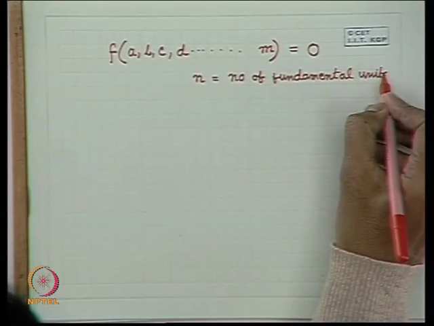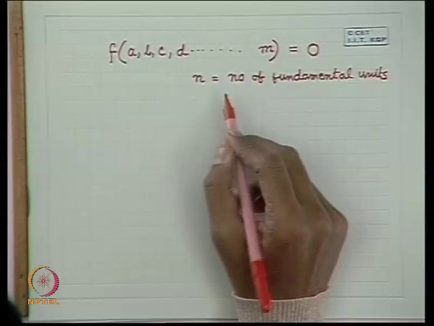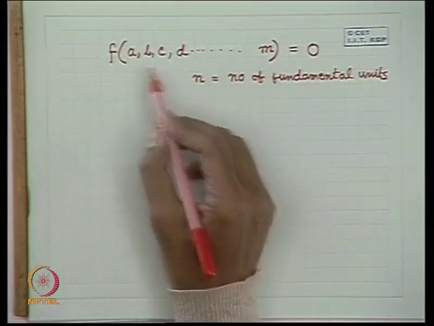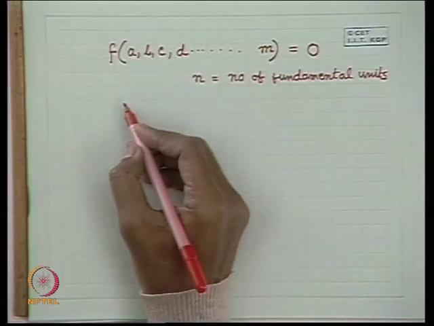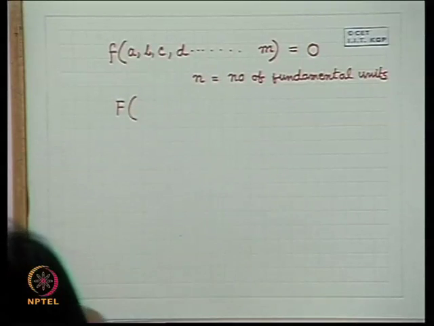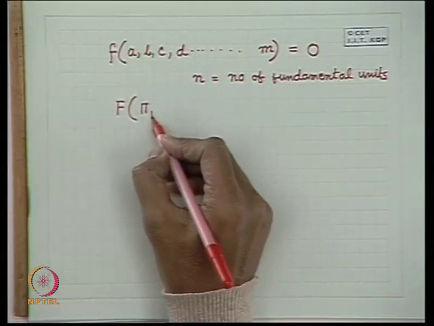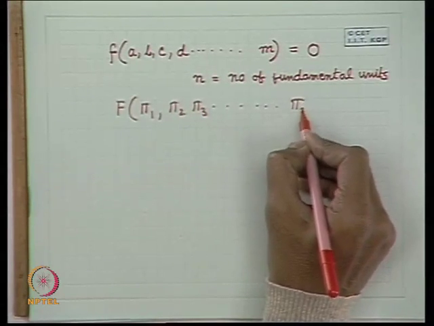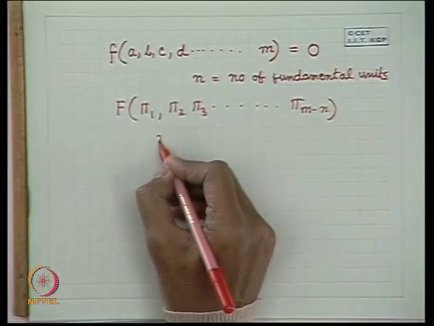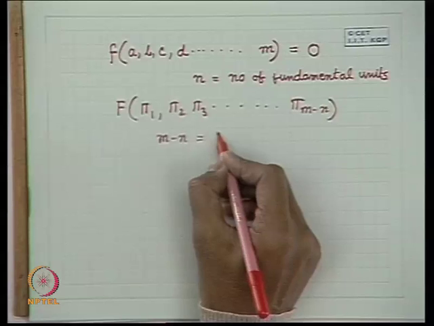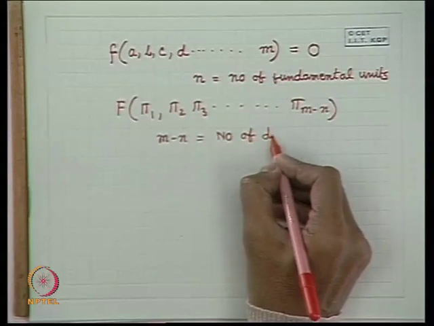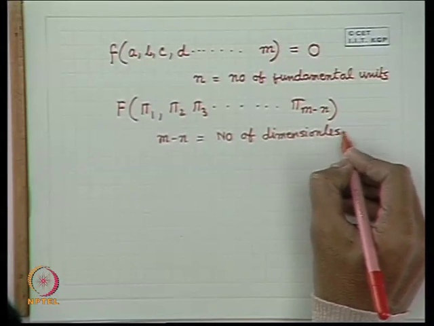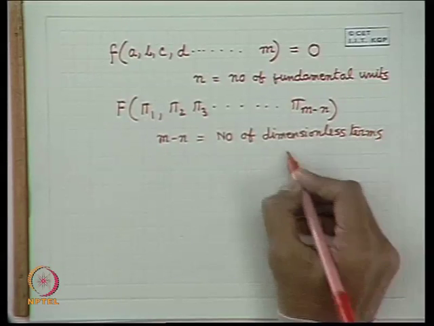then we know that by the use of dimensional analysis, it can be proved that the functional relationship of all the dimensional variables of the problem can be expressed by m minus n number of dimensionless terms known as pi terms. This you know, m minus n. That means m minus n is equal to the number of dimensionless terms known as pi terms.